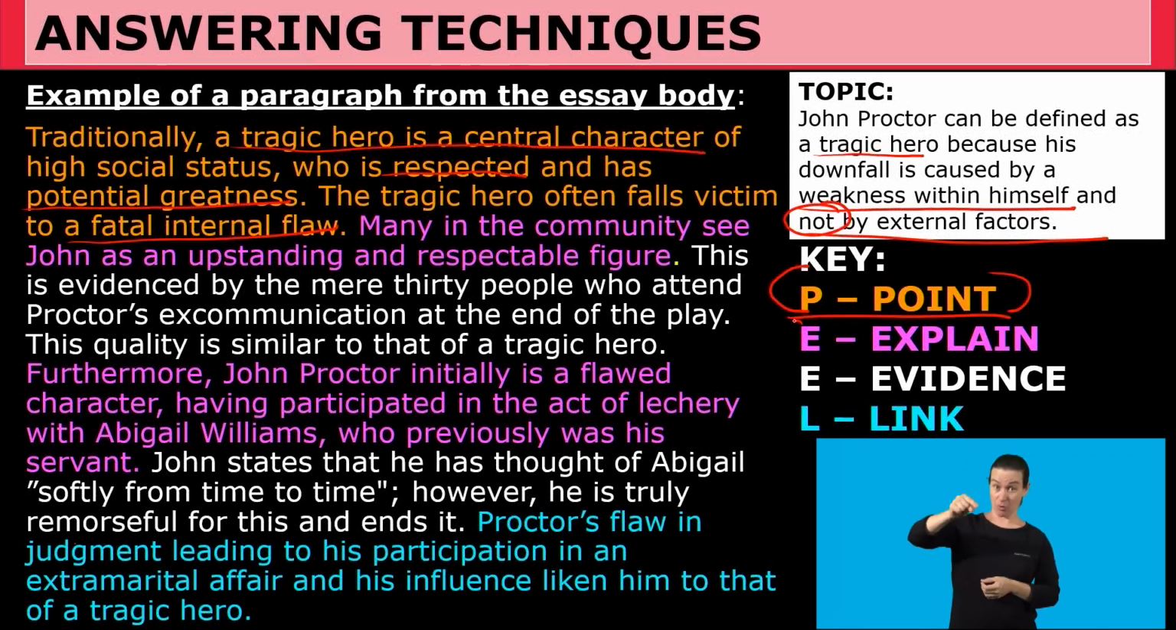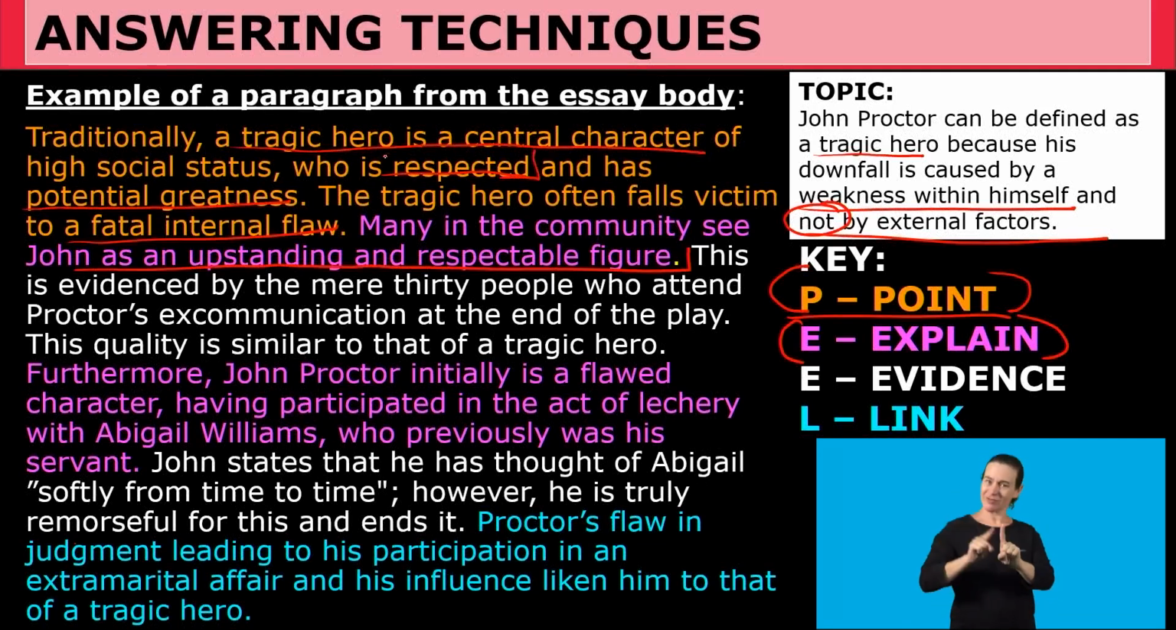Now we're explaining. Many in the community see John as an upstanding and respectable figure. So we spoke about a tragic hero being a respected figure, and now we're explaining this point. Now we're providing evidence to show that he's a respectable figure. This is evidenced by the mere 30 people who attended Proctor's excommunication at the end of the play. This quality is similar to that of a tragic hero, right?